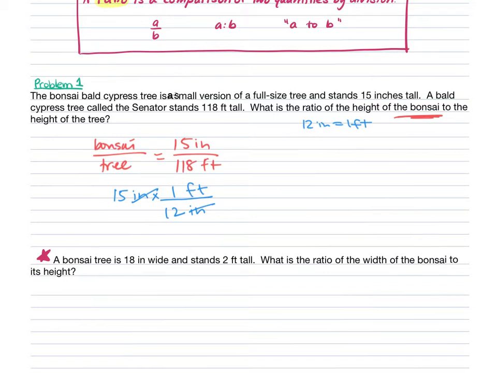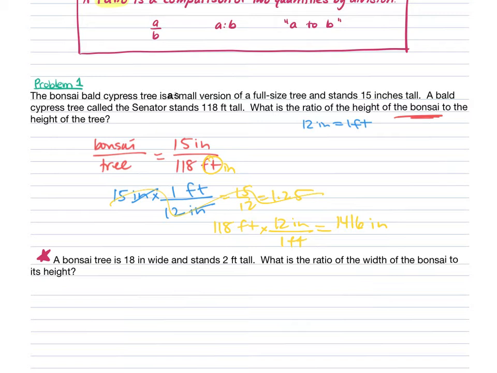Okay, so I actually made a mistake here. I just told you guys that I wasn't going to do this. 15 divided by 12 here is 1.25, and we don't want decimals. So I actually want to turn this into inches. So let's do 118 feet, divide by 1 foot, and multiply by 12 inches. And that way, 118 times 12 is 1416 inches.